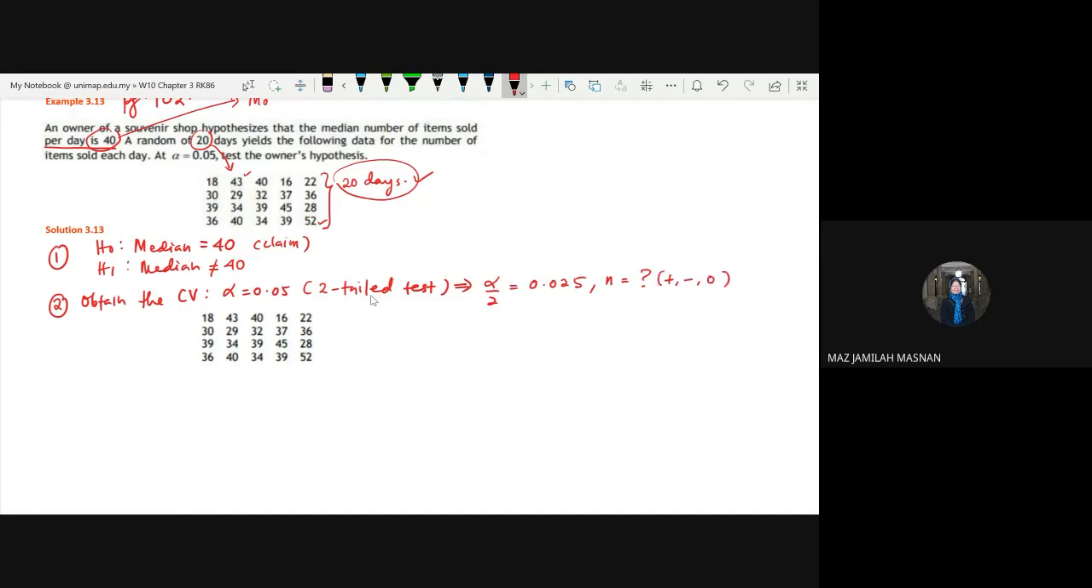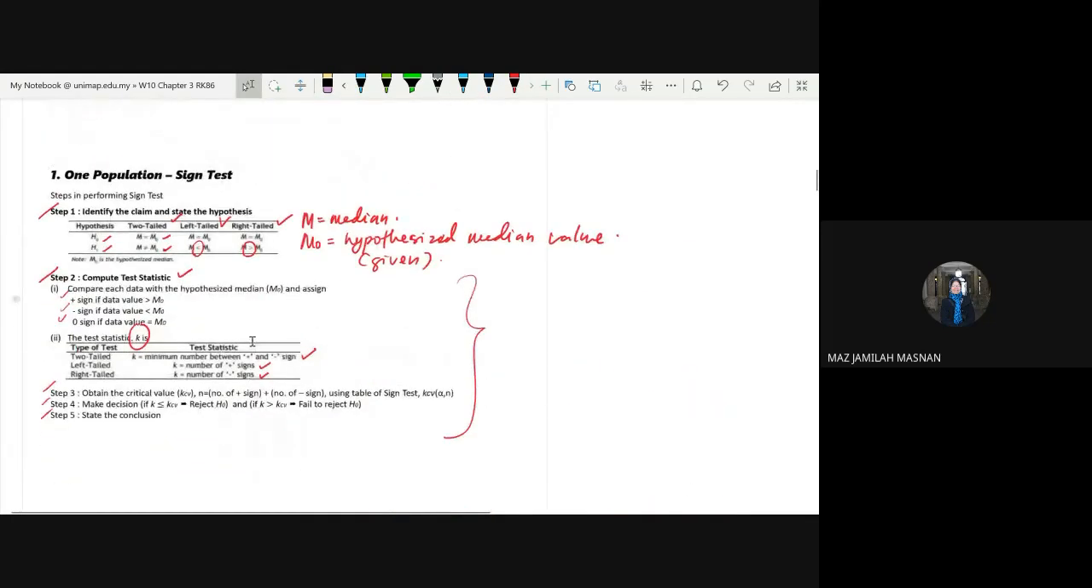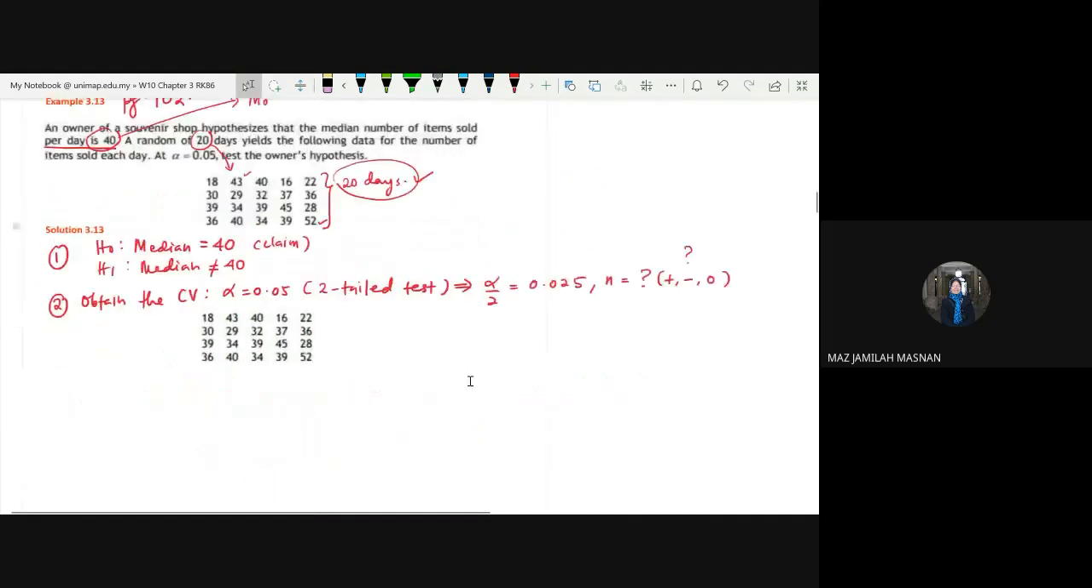So how do we find this? The question mark. So how do I know which one is positive, negative, and zero? Now, look at the step. It says to compare each data item with the hypothesized median, and assign positive if the data value is greater than the hypothesized value, negative if it is less than the hypothesized value, and zero if it is equal to the hypothesized value. So how do we find that?